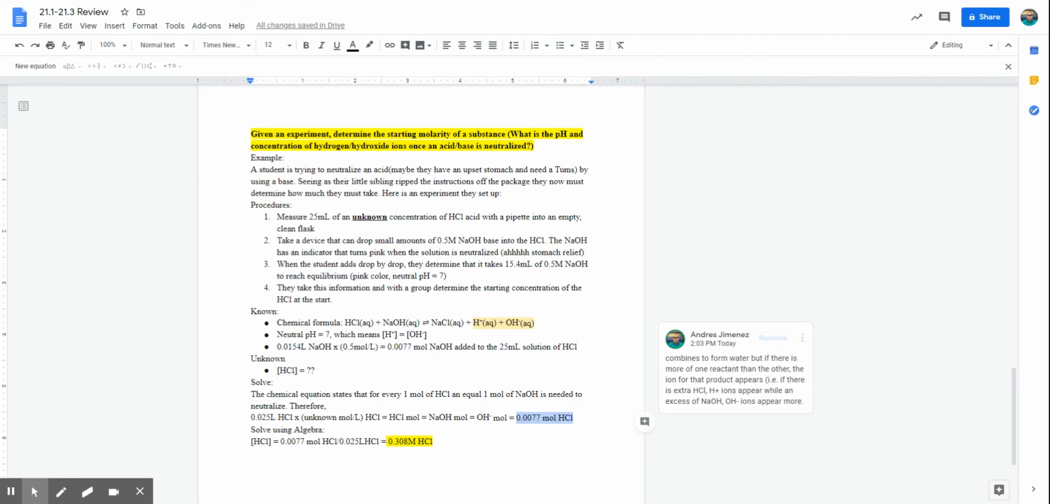So then it becomes just an algebra problem. I set these two equal, and then I solve it. So then I multiply both sides by 0.025, which I've done here, right? Or sorry, I divide it. Since it's multiplication, I divide by 0.025. And then I get a concentration of 0.308 molar HCl.